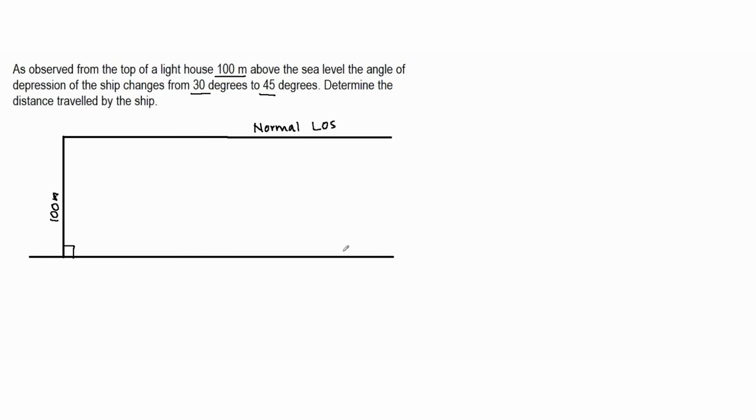And there is a ship. The angle of depression of the ship initially was 30 degrees. I know that the angle of depression is the angle made by the depressed line of sight with the normal line of sight. So this particular angle is the angle of depression and this is found to be 30 degrees. Later on the angle of depression changes to 45 degrees. That means the ship is getting closer to the lighthouse. That is why the angle of depression is increasing, right? So this particular angle is therefore 45 degrees.